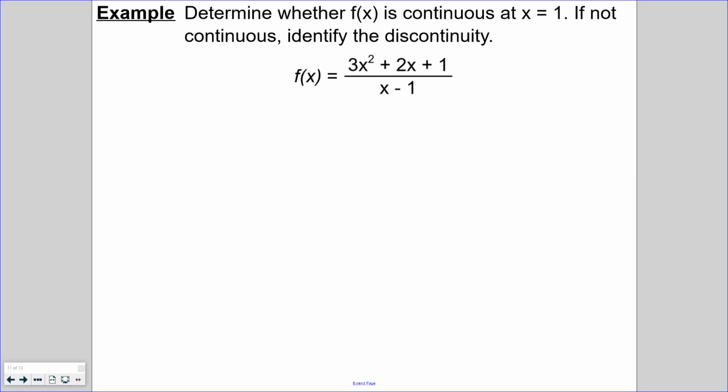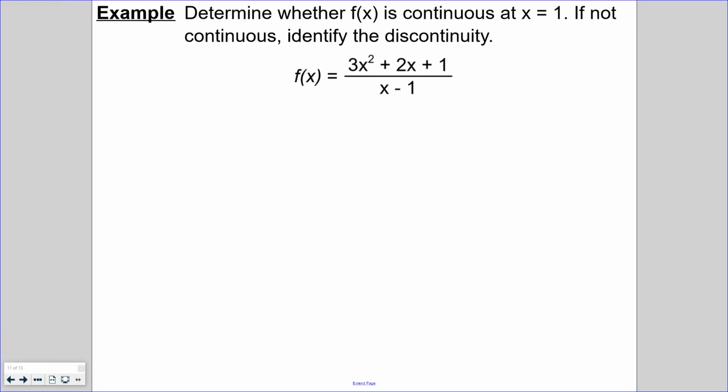Alright, so next up we want to determine whether f of x is continuous at x equals 1. If not continuous, identify the discontinuity. And for this particular function, we can see we're given a rational function, and we are not given a piecewise function. So we're still going to go about this the same, we just don't necessarily need to draw the number line to figure out where the pieces go, because there is only one piece.